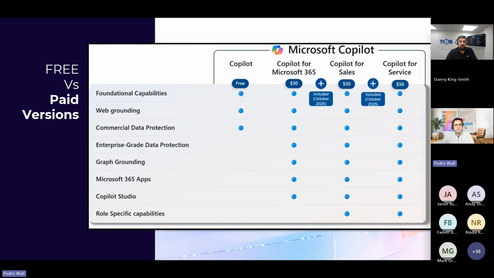So yeah, a lot of different things that you do get, as well as role-specific capabilities. Now, the role-specific capabilities actually come into the likes of Copilot for Sales, Copilot for Service, and also Copilot for Finance in preview. These additional slots usually do cost about $50 each. Very much more specific for those areas.